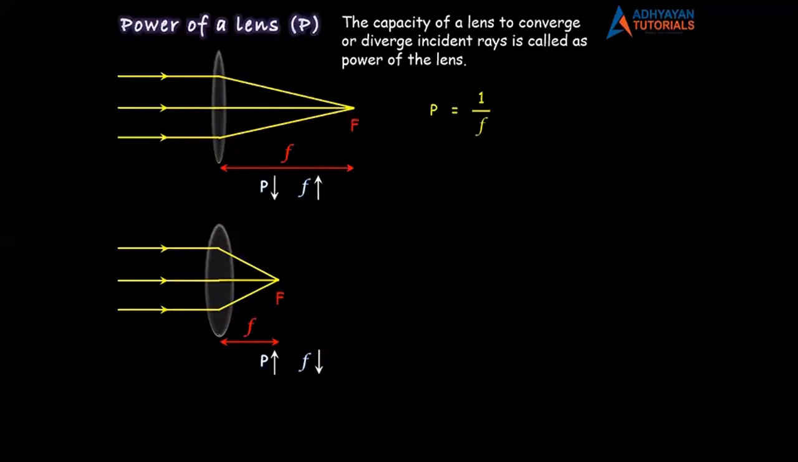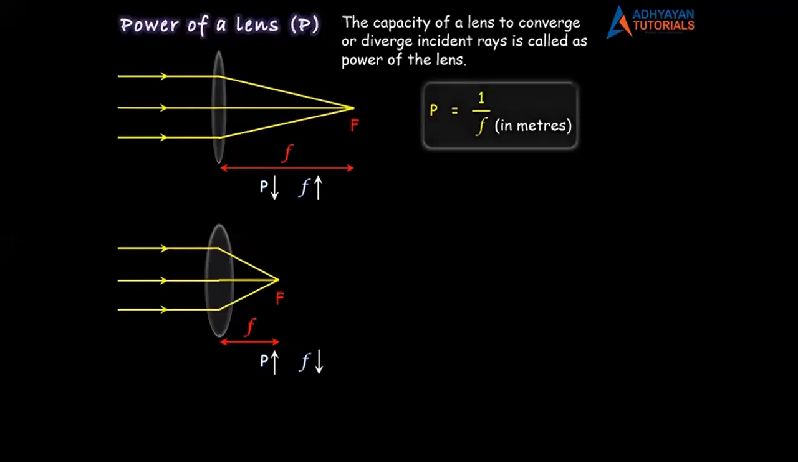But I'll tell you something. This formula is very tricky. I can use this formula only when focal length is measured in meters. So if in a sum the focal length is given in centimeters, we cannot use this formula directly. First we have to convert centimeter to meter and then we will use the formula. So I want you to remember this formula in this manner only. P is equal to 1 upon F in meters.